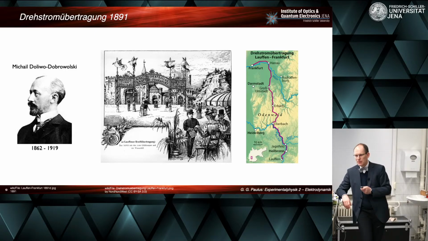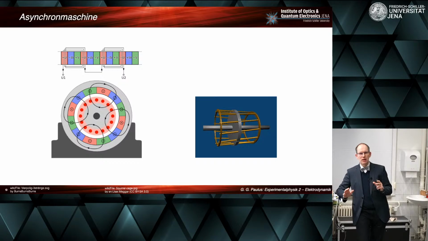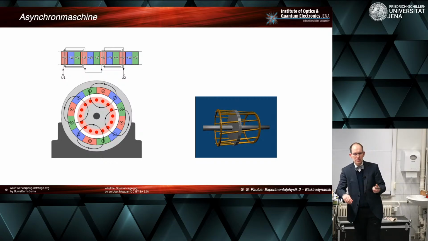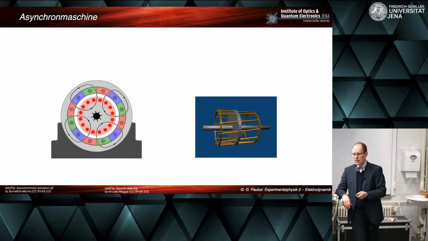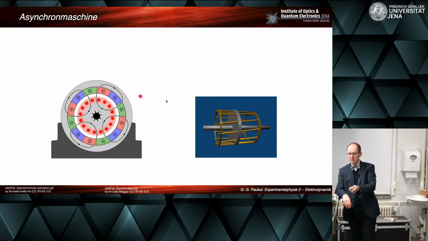Well, if we speak about motors or generators, then we have to distinguish two types, namely the asynchronous generator or motor and the synchronous machine. And so the asynchronous machine is very simple in principle. So it consists of this stator. It produces a rotating magnetic field, and inside there is this cage.